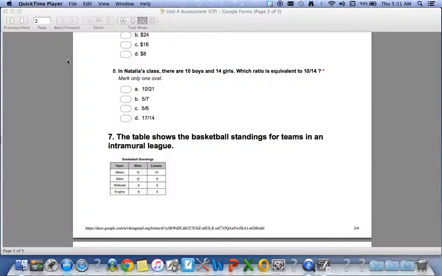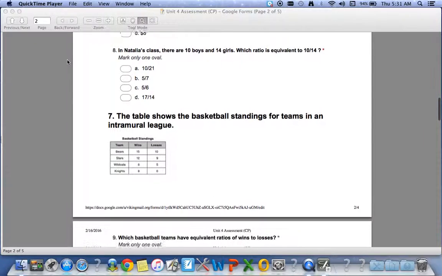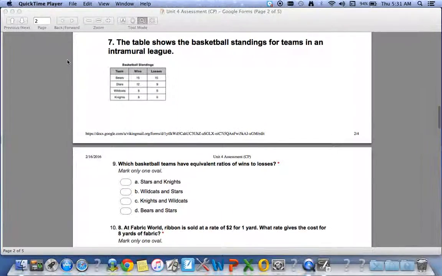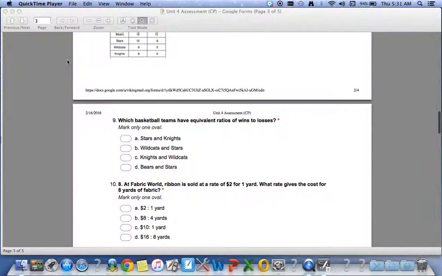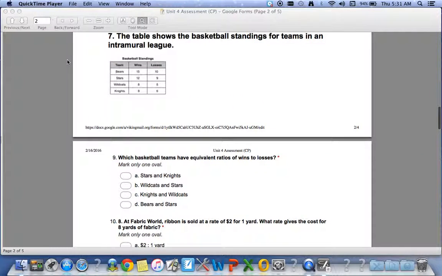The table shows the basketball standings for teams in an intramural league. You have the Bears, the Stars, the Wildcats, and the Knights. You have the wins column and the losses column. Number 9. Which basketball teams have equivalent ratios of wins to losses? A. Stars and Knights, B. Wildcats and Stars, C. Knights and Wildcats, D. Bears and Stars.